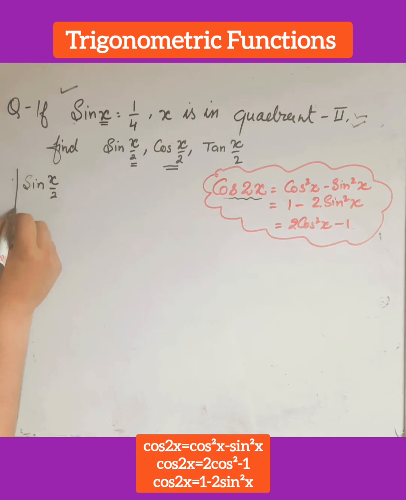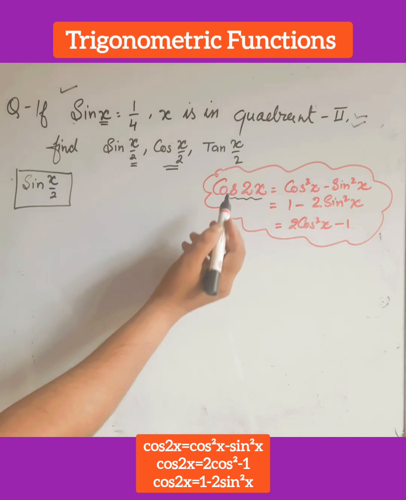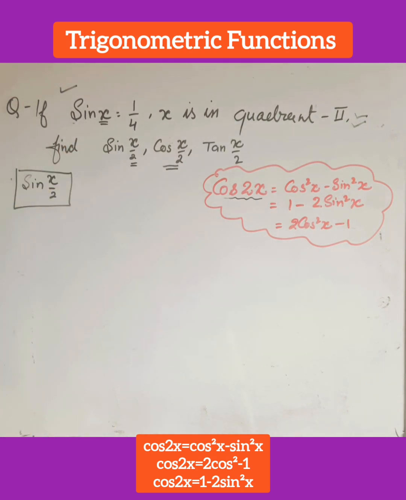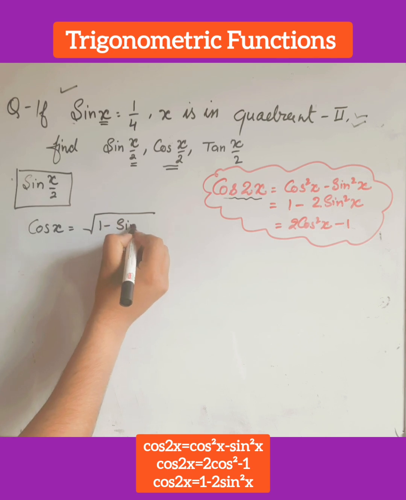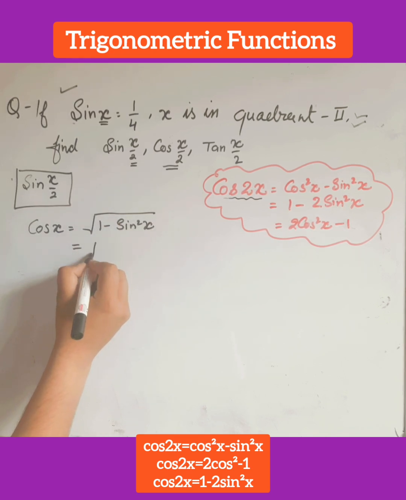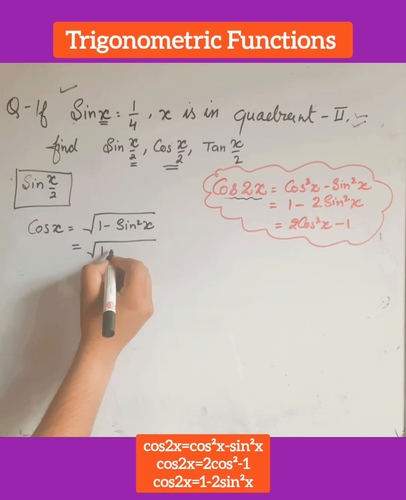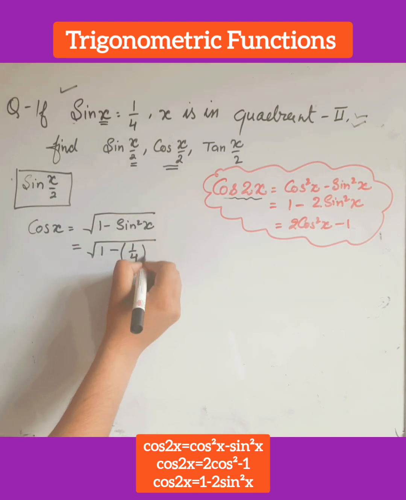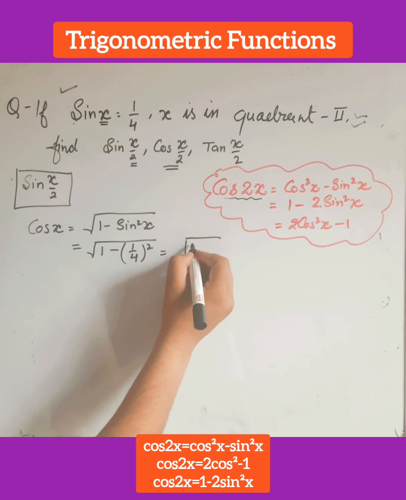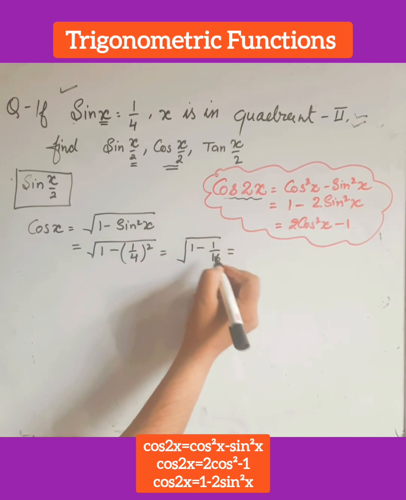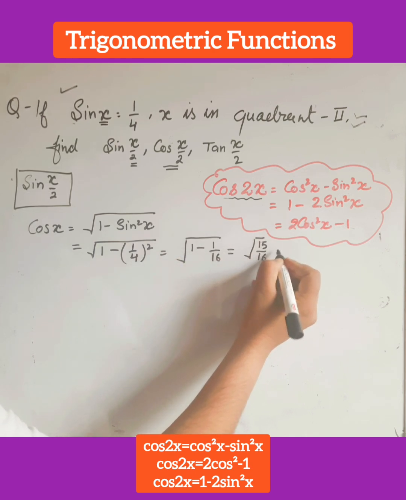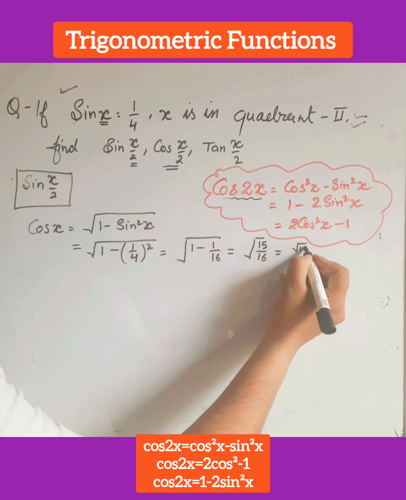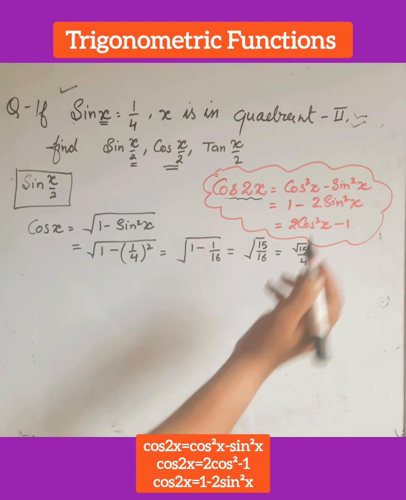How to find out this sin x upon 2? For that, first of all you have to find out cos x. How? Sin x is given and x is in the second quadrant. So cos x will be equal to the square root of 1 minus sin square x. That can be written as the square root of 1 minus (1 upon 4) square, which will be equal to the square root of 1 minus 1 upon 16, which is the square root of (16 minus 1) upon 16, that is the square root of 15 upon 16, which will be equal to root 15 upon 4.